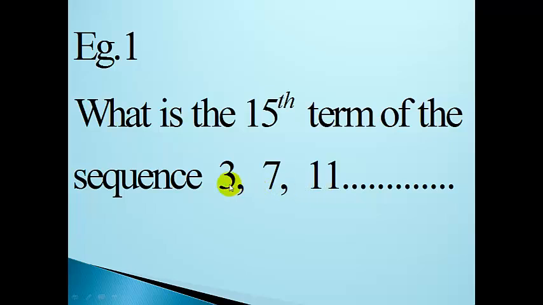Now, this is the linear sequence we are given. It's a linear sequence because it has the same common difference, and you can see that when you look at the sequence, the common difference is 4, because when we add 4 to 3, we have 7. When we add 4 to 7, we have 11, in that order. So this is an example of a linear sequence.